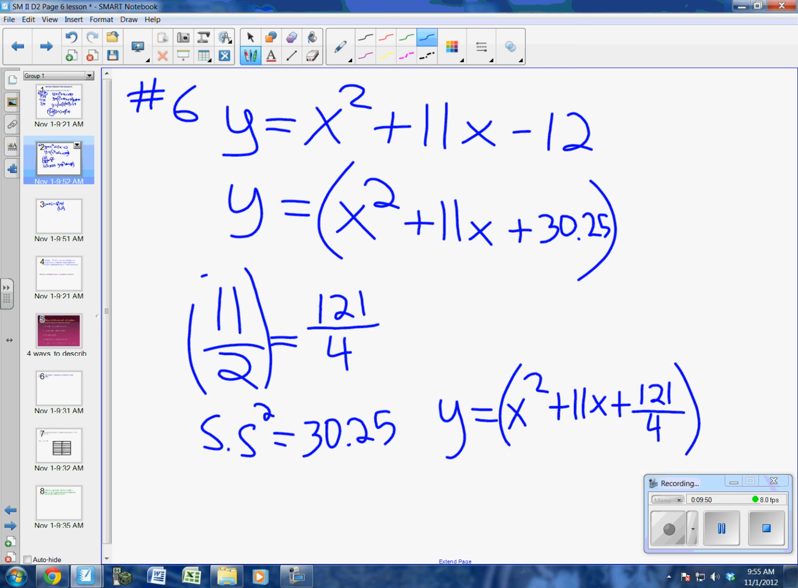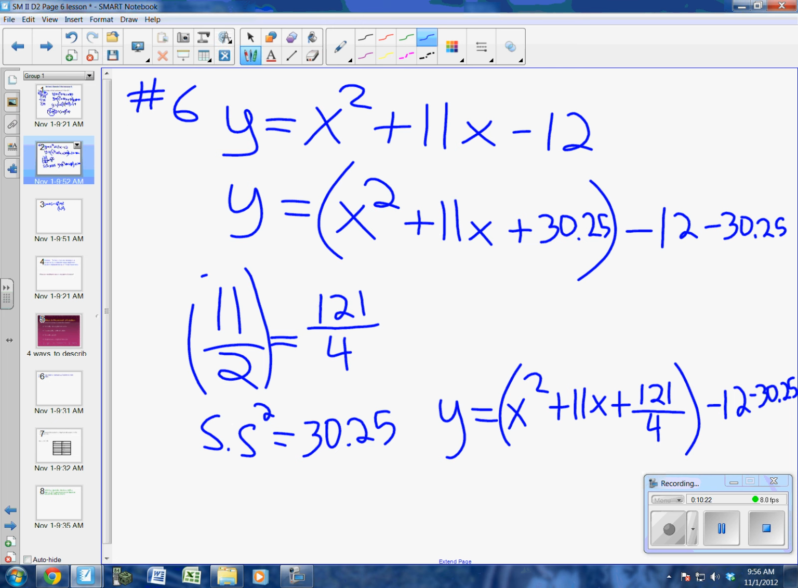Okay. And at the end of both of these, what do I have outside the parentheses? Minus 12, minus 12. And then what do I have to do to compensate right here? Minus 30.25. I'm having a minus 30.25 on this one too. Some of you guys are saying that's a lot of math, but I'm doing it both with fractions and with decimals. Thanks, Jody. Okay.